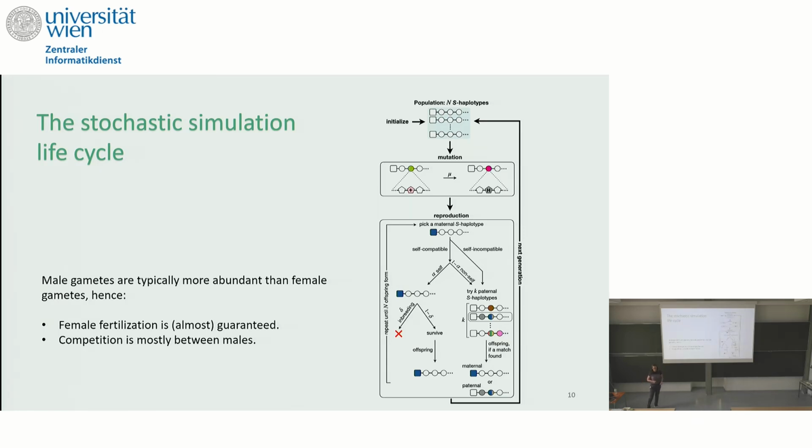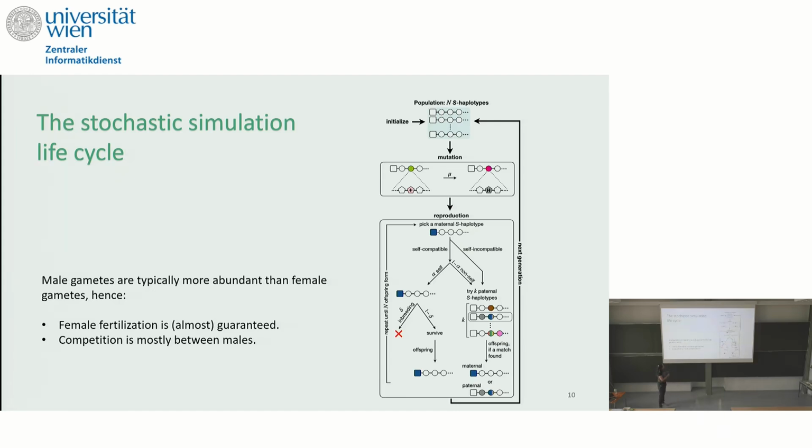They go through rounds of mutation, in which potentially an amino acid can be substituted with some probability, and then reproduction. Ignore the left branch for the moment. Reproduction means that we pick parents at random to form offspring. We pick a maternal S haplotype in the role of the female, and then we try to find the male partner. We just pick a random S haplotype and see if it matches or not, and if it does, then they form an offspring.